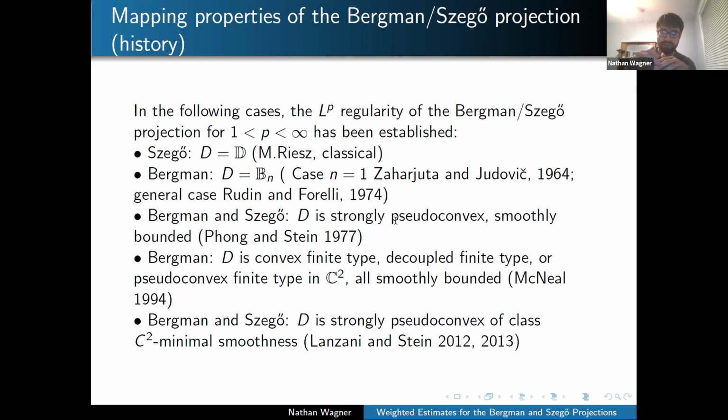Another thing you can do, instead of looking at these other types of pseudoconvex domains, is keep focusing on strongly pseudoconvex but lower the boundary regularity. The minimal regularity is C2 because the condition for strongly pseudoconvex involves second derivatives of the defining function. So this is the best possible result for strongly pseudoconvex domains. It's called the minimal smoothness case, and the LP regularity for P between 1 and infinity of the Bergman and Szegő projections was established by Lanzani and Stein for these domains.